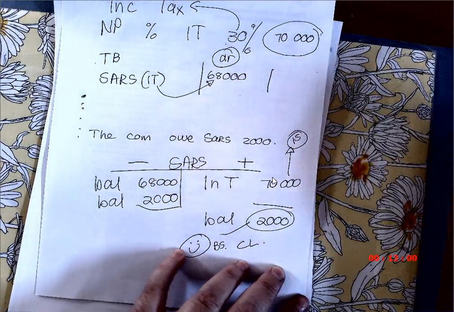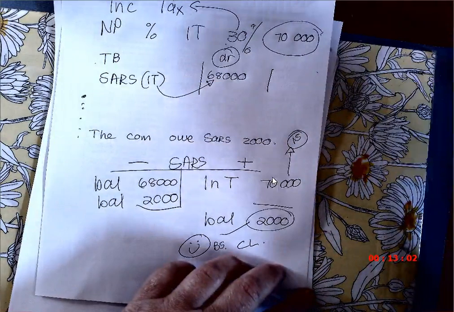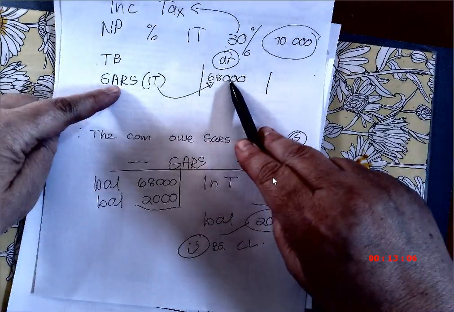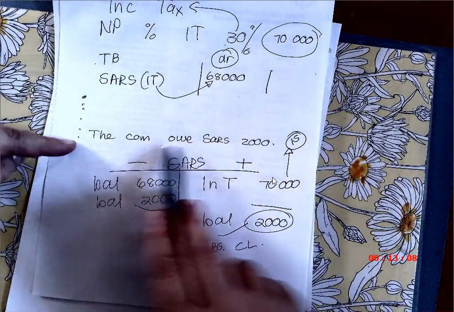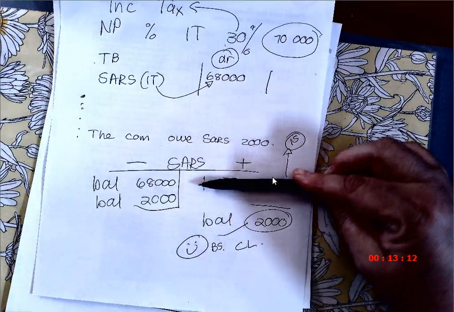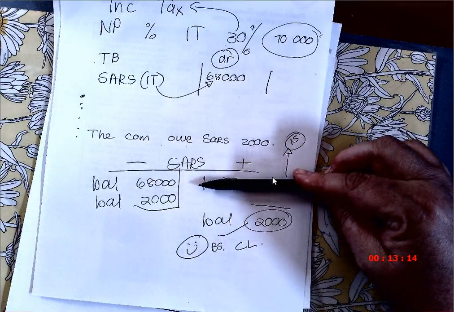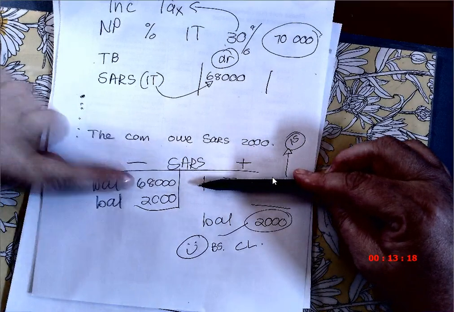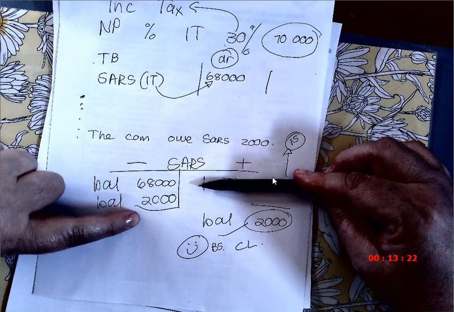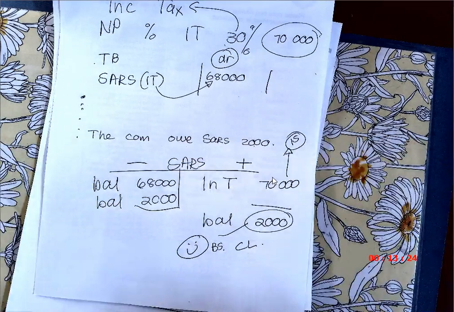So now they give me the information. They say to me, SARS has got a balance of 68. The company still owes SARS 2,000. So they give me that. You guys see? So they give me what I already paid and what I still owe, which in turn will tell me what my income tax is. So it's the total. Yes.